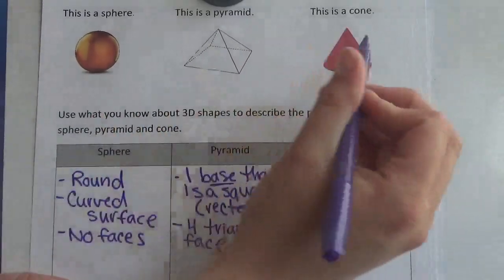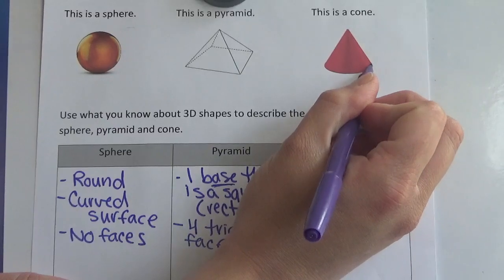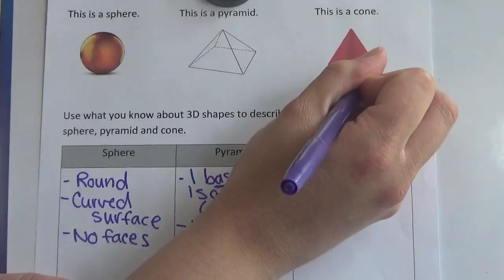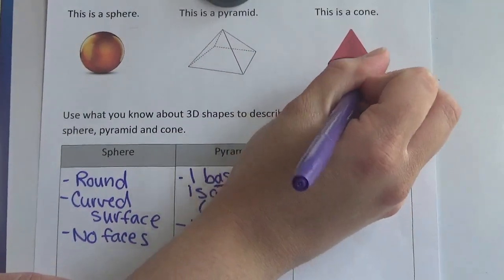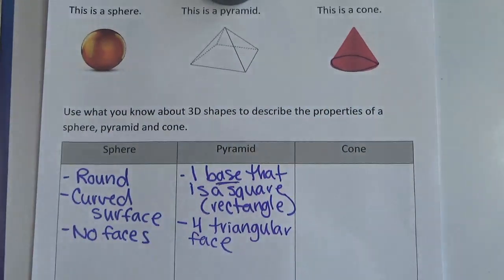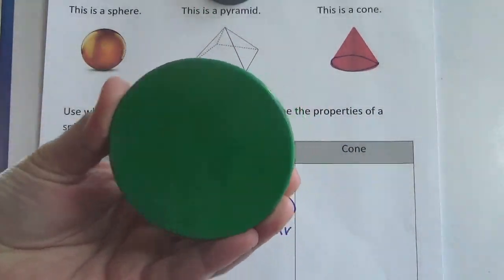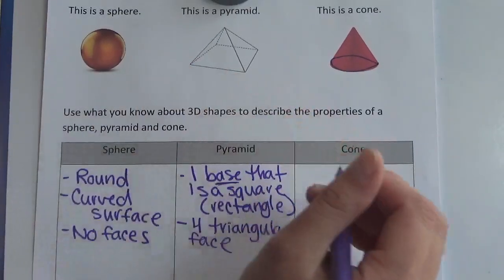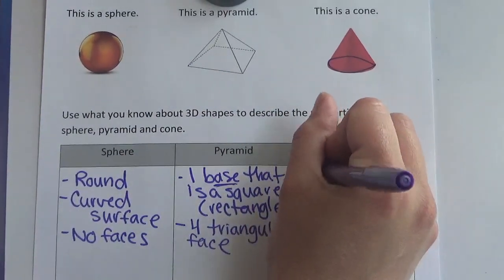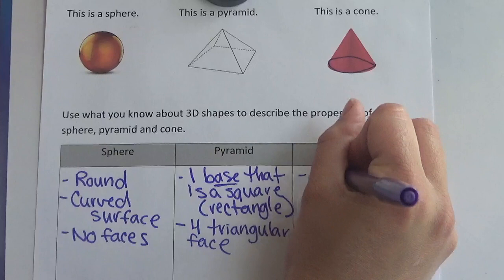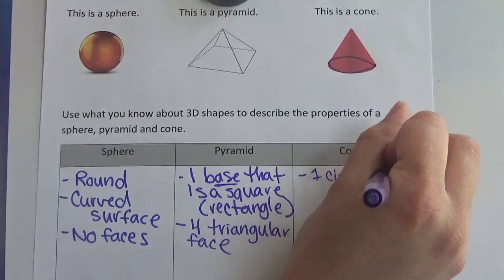I see in a cone, and it's hard to tell because it's not a picture like this, but I know that a cone has one face. And here's that example of the cone from my shape collection. It has one face. And so that face is a circle. So it has one circular face.